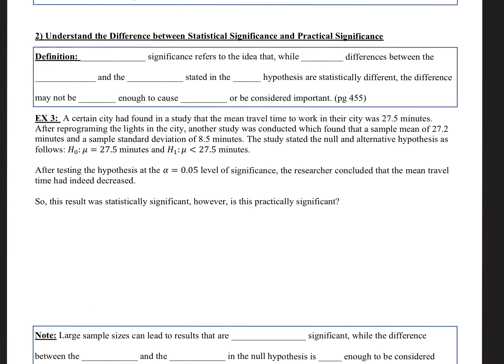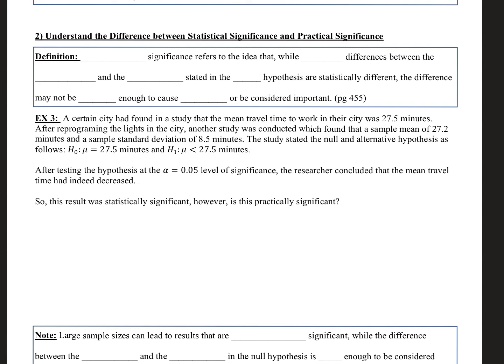All right. So understanding the difference between statistical significance and practical significance is always a good thing to check, because sometimes a result you find in any sort of research might be an interesting result, but it really doesn't affect anyone's life in a wonderful way, or even in a significant way.